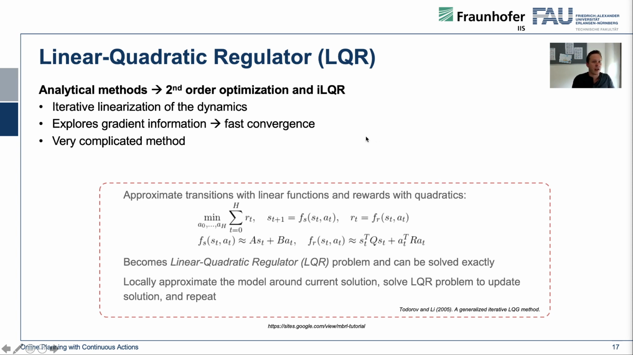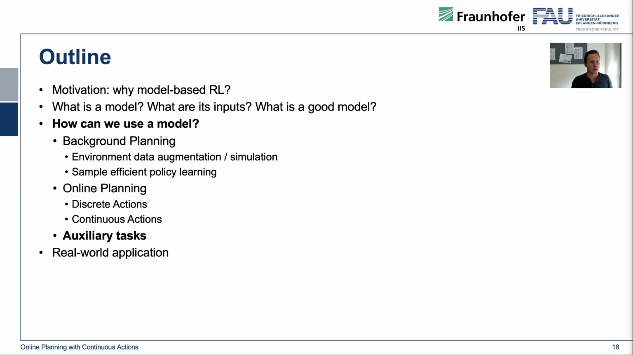As it exploits gradient information much more heavily, it has a faster convergence. So this is really the case. However, as you have also seen in TRPO, it's a very complicated method that is not easy to understand. And this is also why we will not focus that much more heavily on this in this lecture. Okay, so this already was it for model-based RL in continuous action spaces.